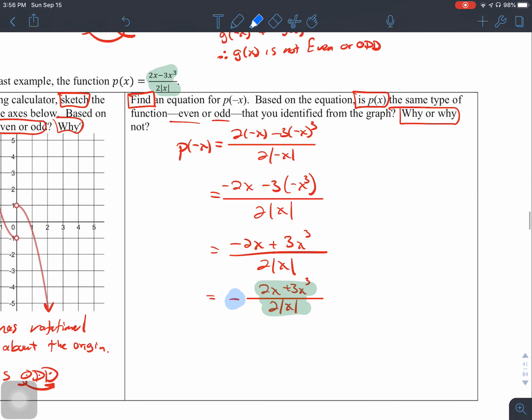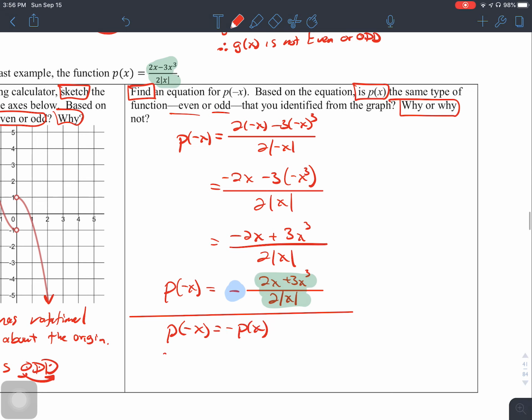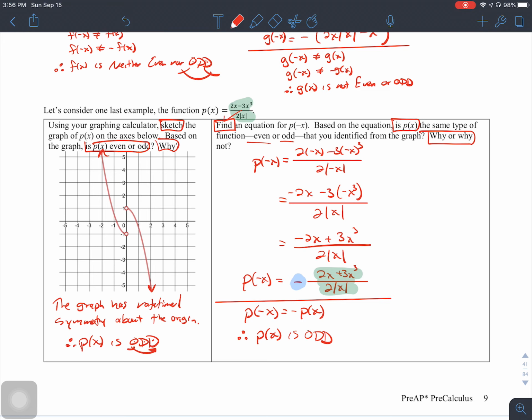Then there's this negative hanging out here in front. That means that p of negative x is equal to negative p of x. Therefore, p of x is odd. We found p of x. Is it even or odd? We did that. Why? There's the reason why. So, finished. That concludes section 2.2 notes.